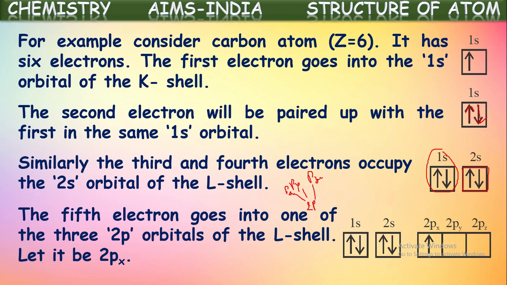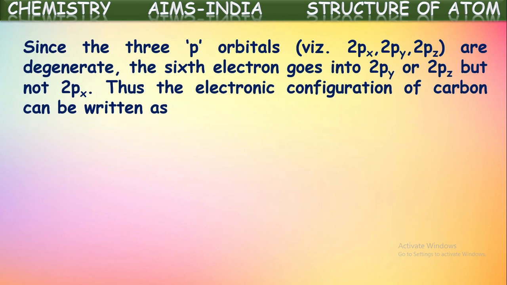Okay. Now how many more electrons remain? One more electron, because there are 6 electrons in total. Since these 3p orbitals are degenerate, yes, the orbitals present in a subshell are called degenerate orbitals. Definitionally, orbitals with the same energy are called degenerate orbitals. Now these 2px, 2py and 2pz orbitals are degenerate.